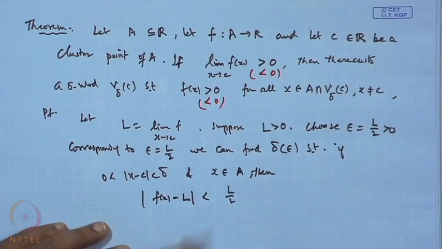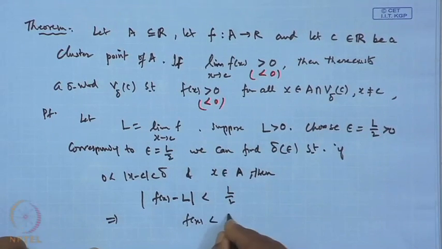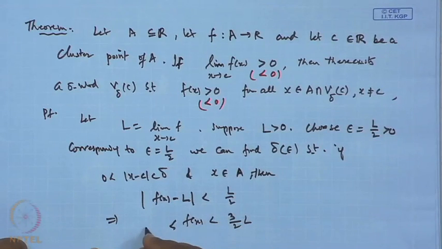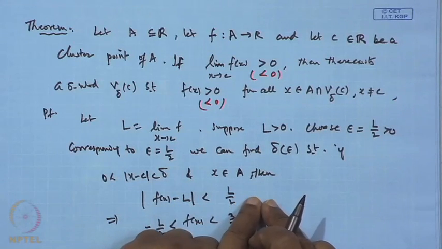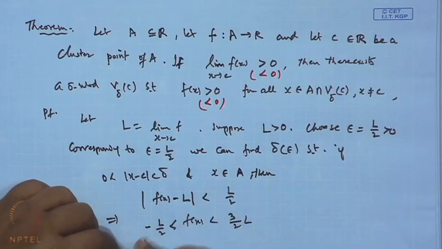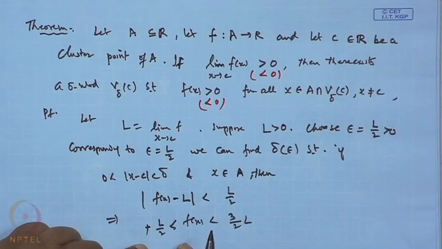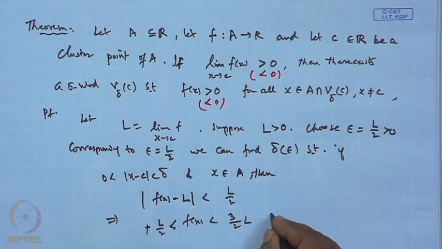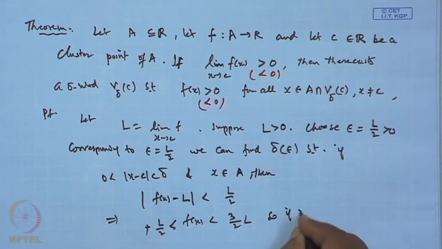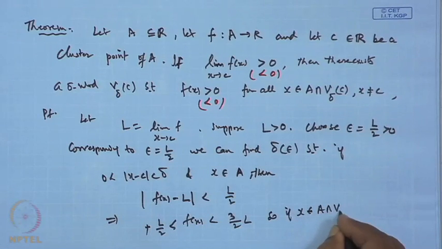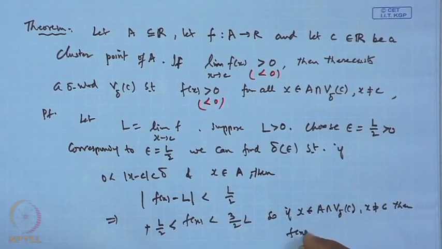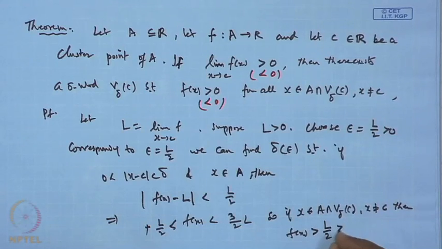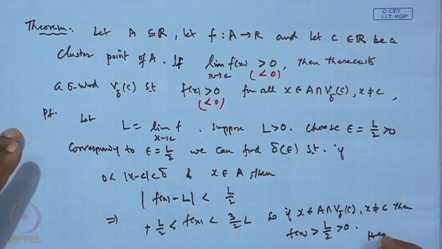Therefore, this implies that f(x) lies between L minus L by 2 and L plus L by 2, that is, between L by 2 and 3 by 2 L. So, f(x) will always be greater than L by 2. So, it follows that if x belongs to A intersection the delta neighborhood of c, x not equal to c, then f(x) will be greater than L by 2, which is positive. Hence the result, hence the proof.